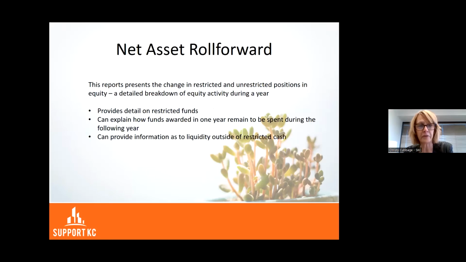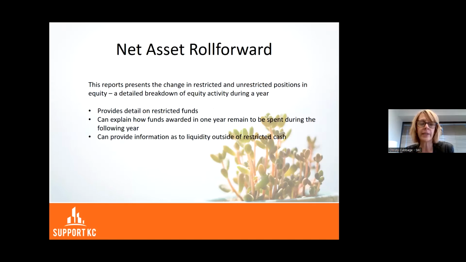The net asset roll forward. This report presents the change in restricted and unrestricted positions or activity in equity, a detailed breakdown during the year. So it provides detailed unrestricted funds. Who did I get a grant from? How long is the grant? What am I using it for? How much is left on the grant?